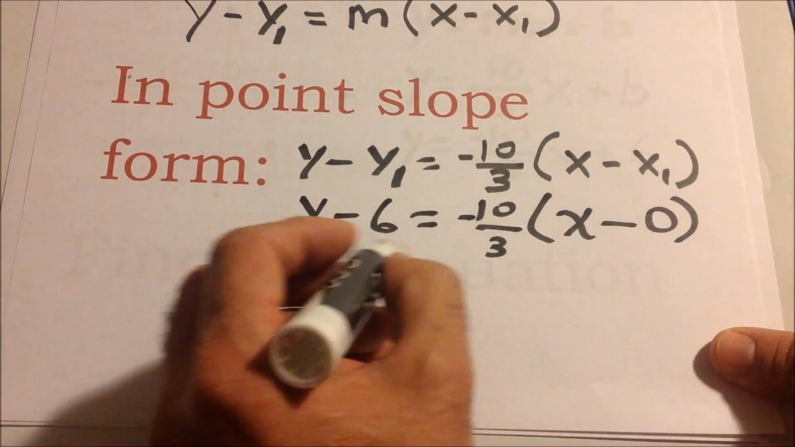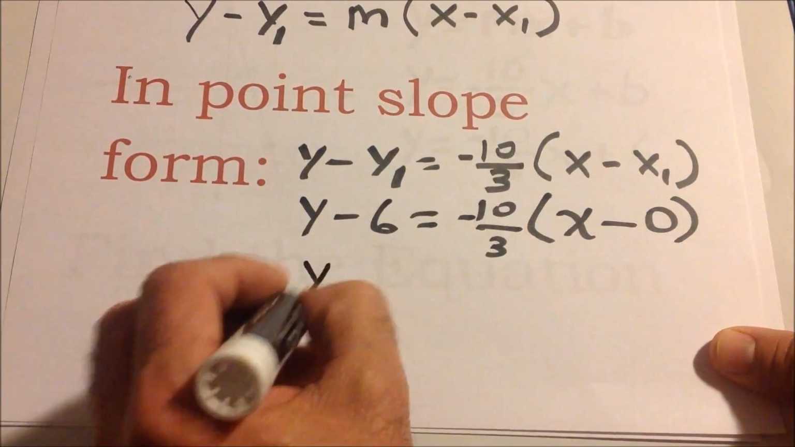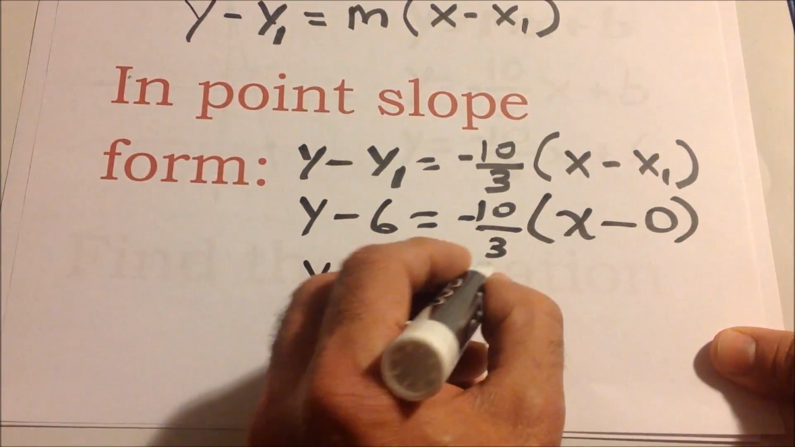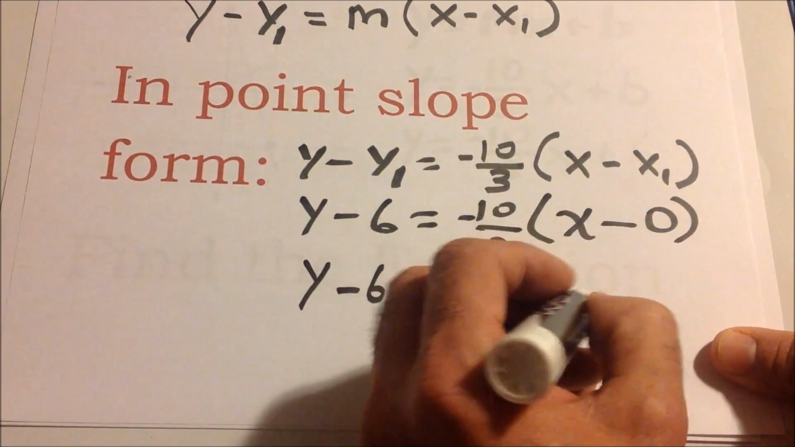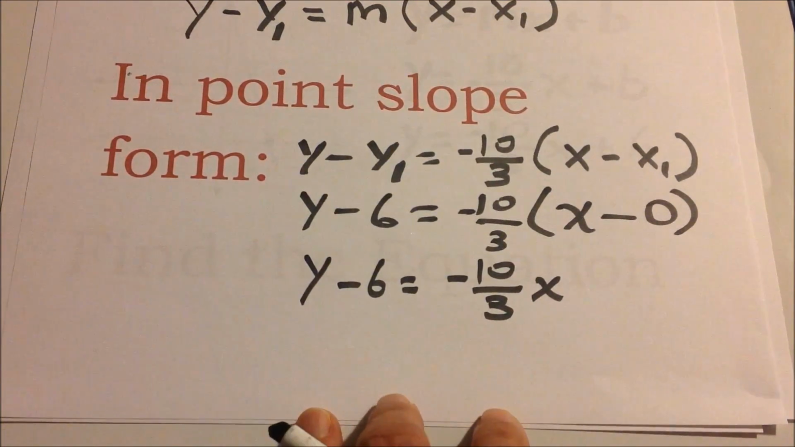So now we could distribute this, and we have y minus 6 equals negative 10 thirds x, and anything times 0 is just 0, so we don't have to put anything there.